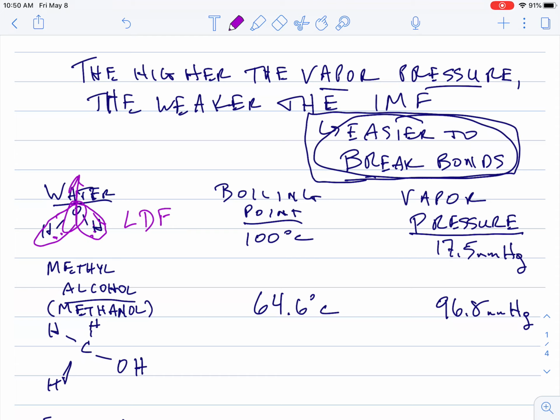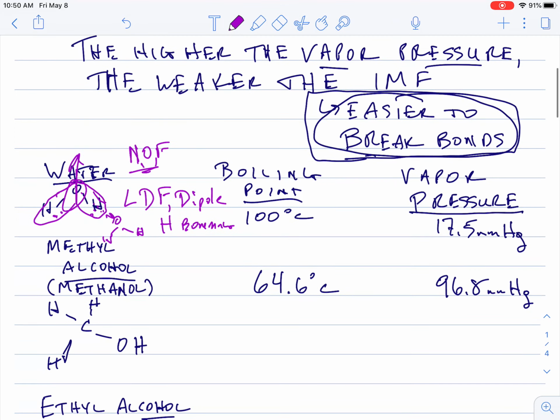Now remember, and this will make sense later on, to have a hydrogen bond, the hydrogen has to be bound directly to either a nitrogen, an oxygen, or a fluorine. Since this hydrogen is bound directly to that oxygen, that allows the hydrogen to bond to another oxygen in another water molecule to form a hydrogen bond. So water is going to have London dispersion forces, a dipole moment, and hydrogen bonding as well. Okay? So it's going to have all three of these.